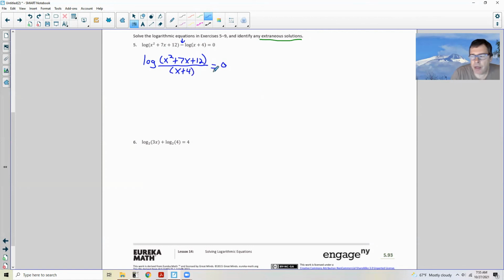Okay. So then after I do that, I'm going to convert it into exponential. This is base 10 when there's nothing there. So it's 10 to the 0 power equals all of this, which is x squared plus 7x plus 12 divided by x plus 4. Okay, well, 10 to the 0 is 1. So 1 equals this.